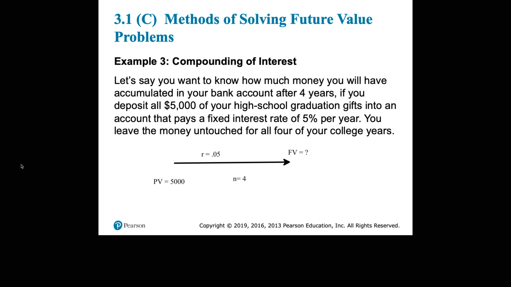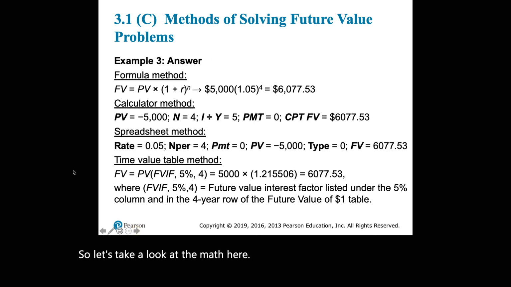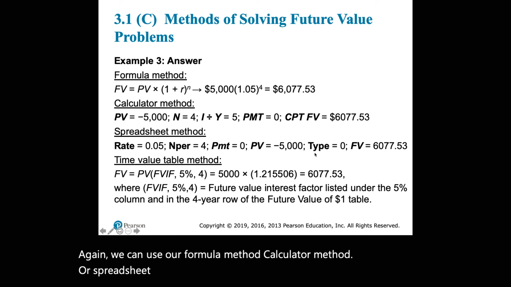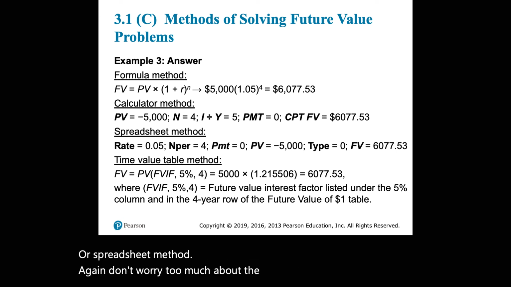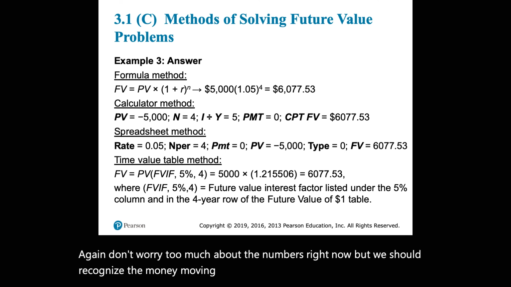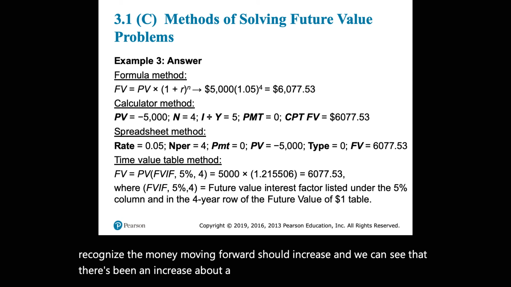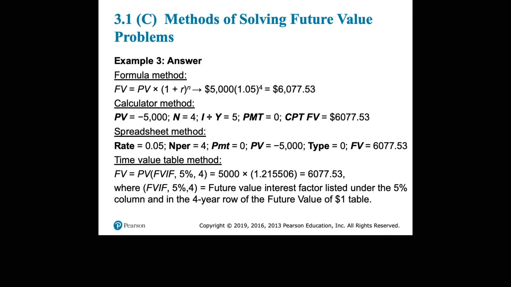So let's take a look at the math here. Again, we can use our formula method, calculator method, or spreadsheet method. Again, don't worry too much about the numbers right now, but we should recognize the money moving forward should increase. And we can see that there's been an increase of about $1,000.77. So that's an example, but again, we'll take a look at more examples in the homework.